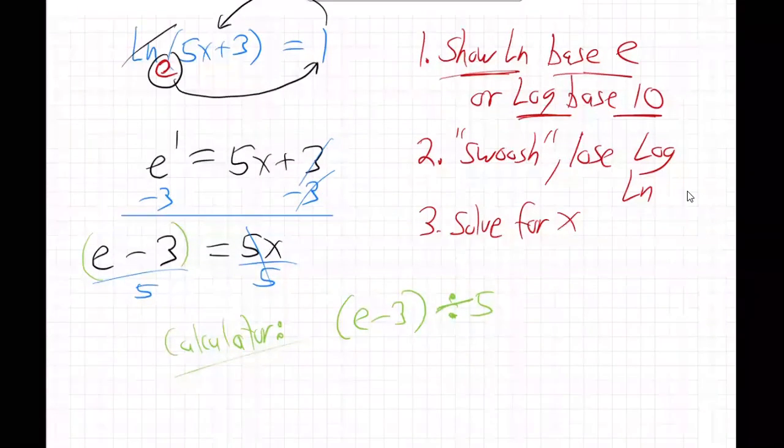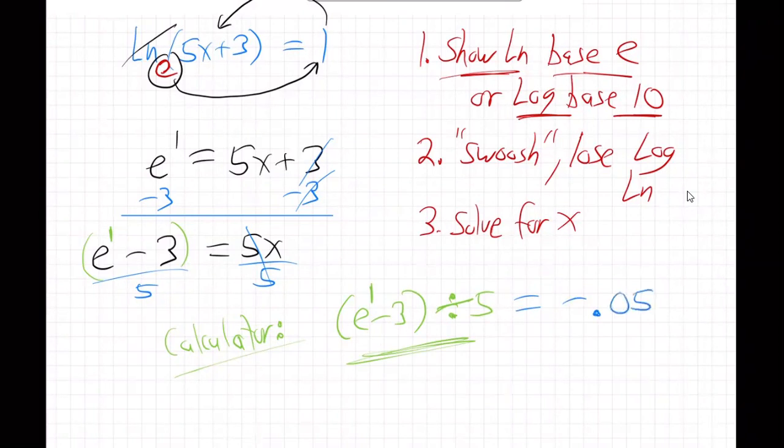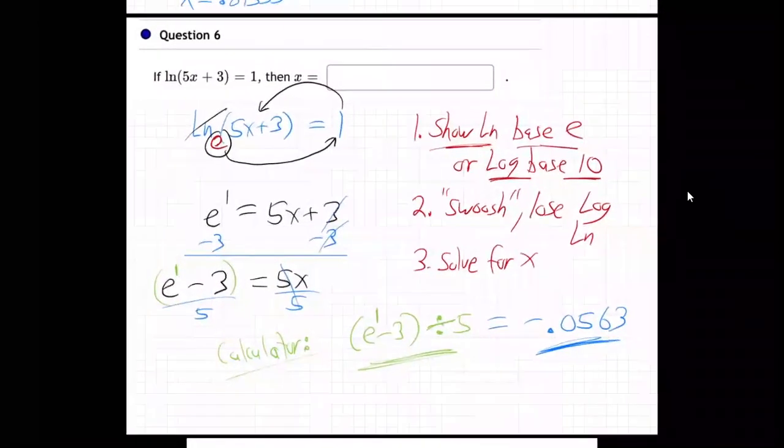Now on the calculator, you might be confused. This is e to the 1, if that helps. I would go parenthesis, and then hit e to the 1. Now the e to the 1 is above the ln key. You'll see it above the ln key. I'm getting an answer of negative 0.0563. That's the answer for x.